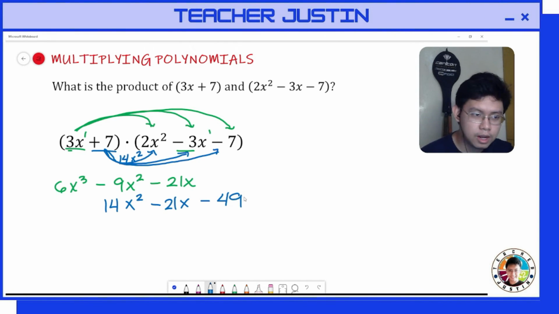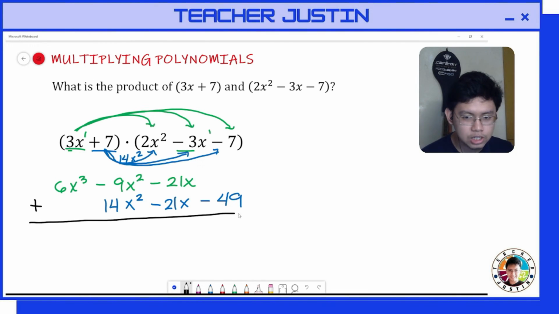And then after applying the distributive property, or after distributing each term of our first term to each term of our second term, we will now proceed to combining like terms. So we will perform addition. So let's start first with 6x cubed. Since it doesn't have any partner, we will bring down 6x cubed.